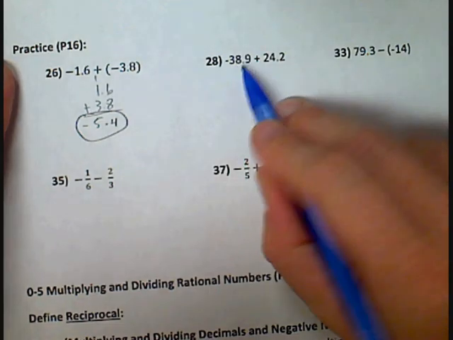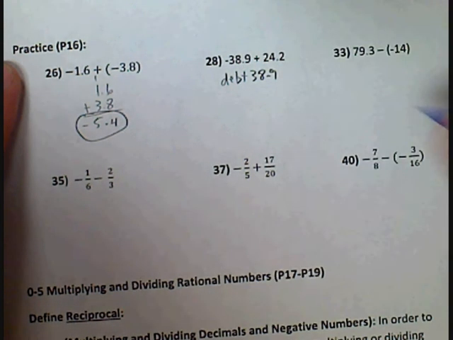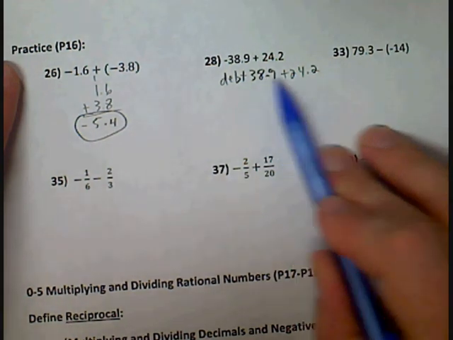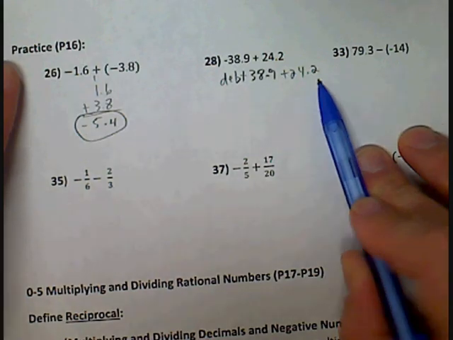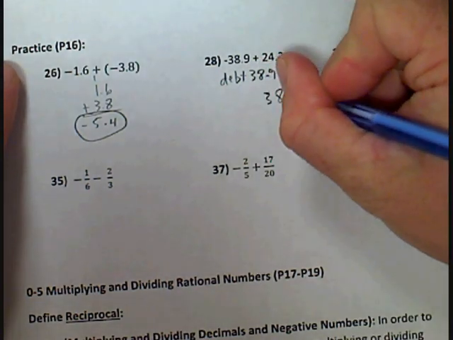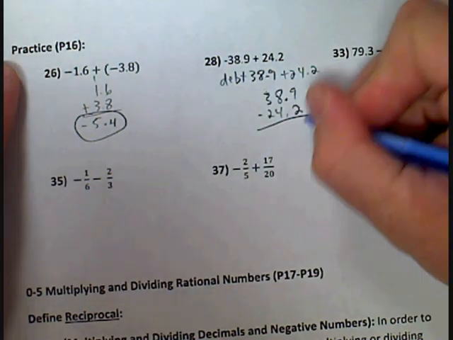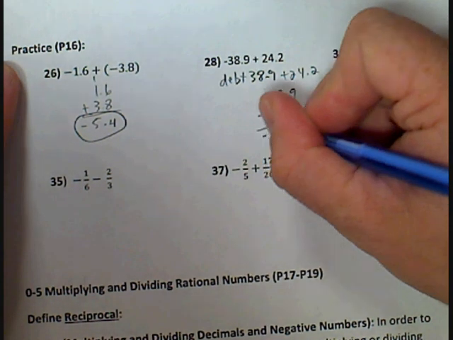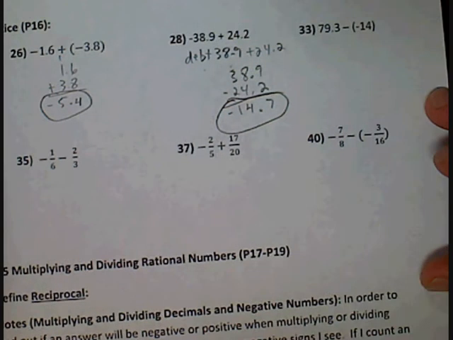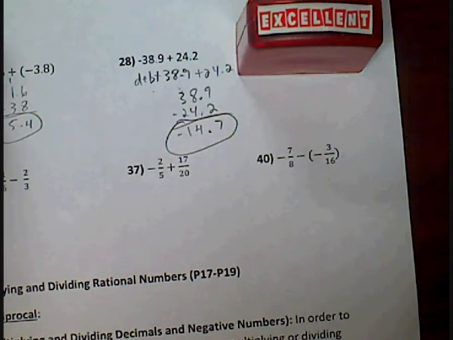Negative 38.9, so debt 38.9 plus 24.2. So I'm in debt more than I receive. So I'm still going to be in debt. I need to subtract to find out how much. 38.9 minus 24.2. 7, 4, 1. And I'm still in debt. 14.7. Pause the video for 33 and try.